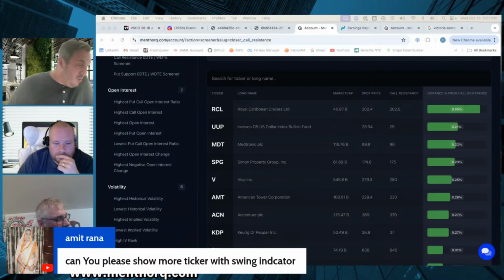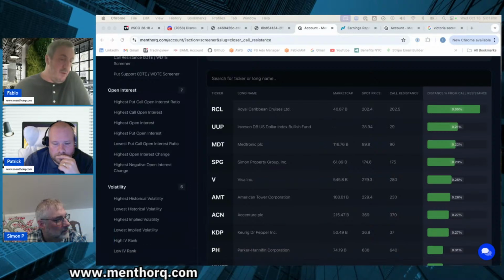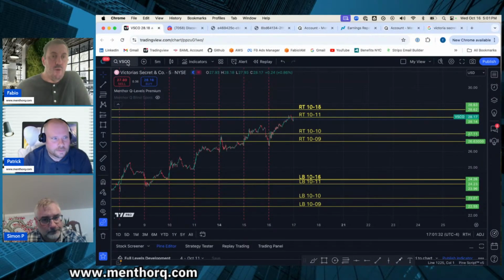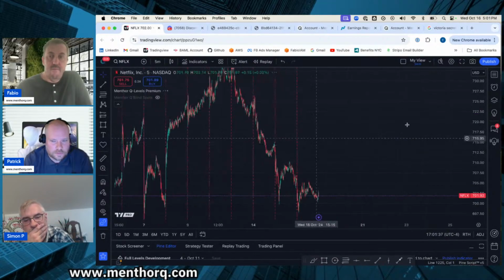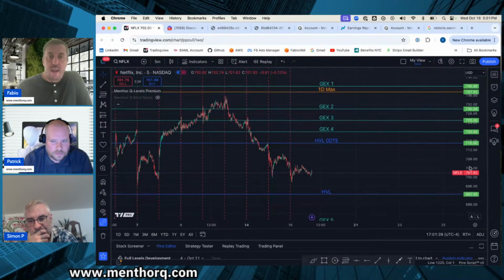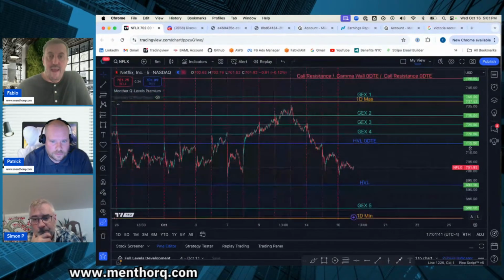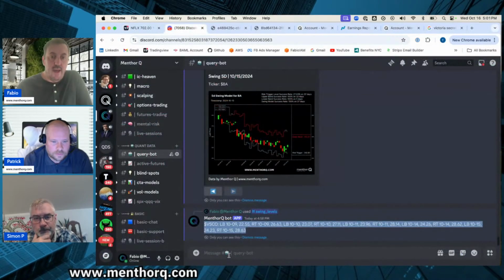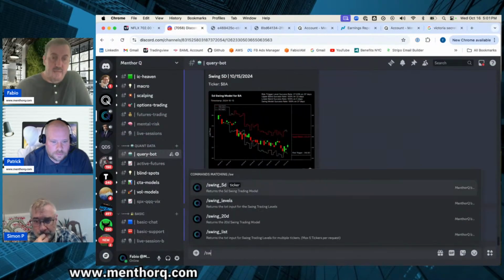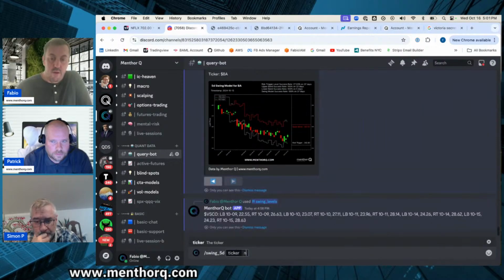Can you please show more tickers with swing indicators? Sure. If you have a request, actually, maybe we can start. A good one would be like Netflix, for example. So tomorrow we have Netflix earnings. So here we have our levels for today for Netflix. But if we go back into the bot, we can look at the swing levels, 5 days.